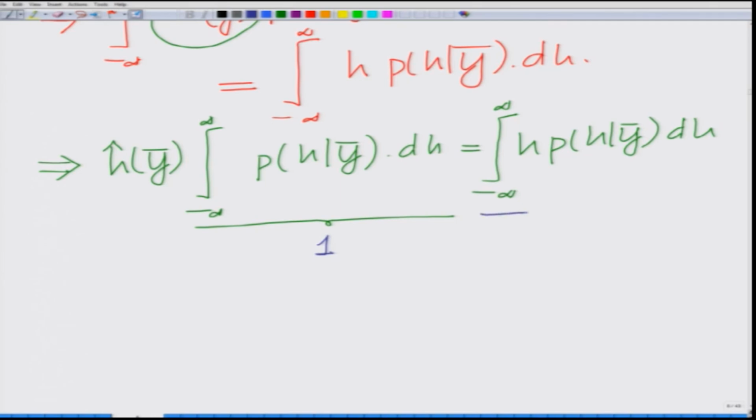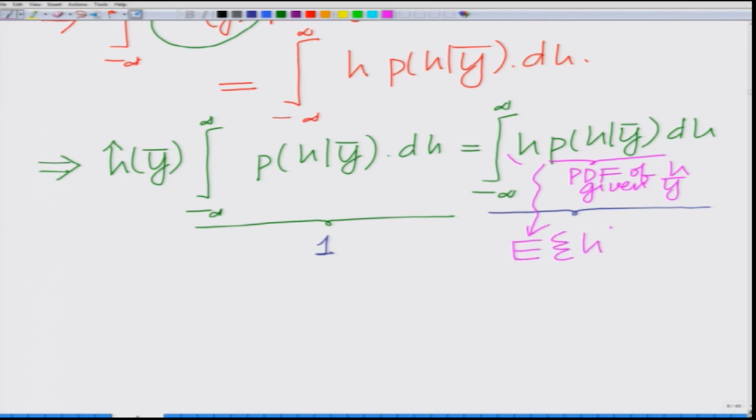Now, look at this. What is this? This is the probability density function, PDF, of h given y bar. I am multiplying this by h and integrating from minus infinity to infinity. So, this is basically the average. This is the expected value of h given y bar.